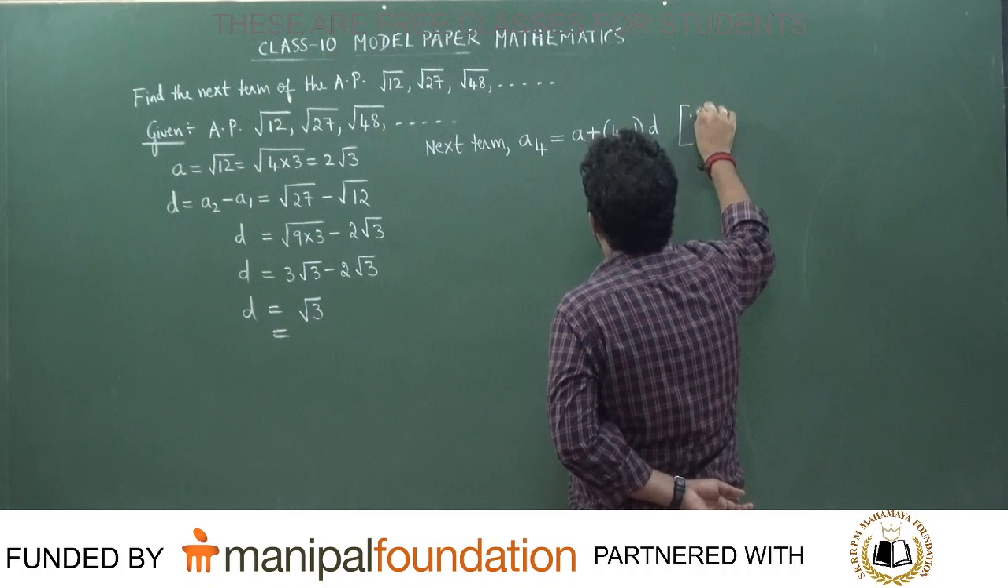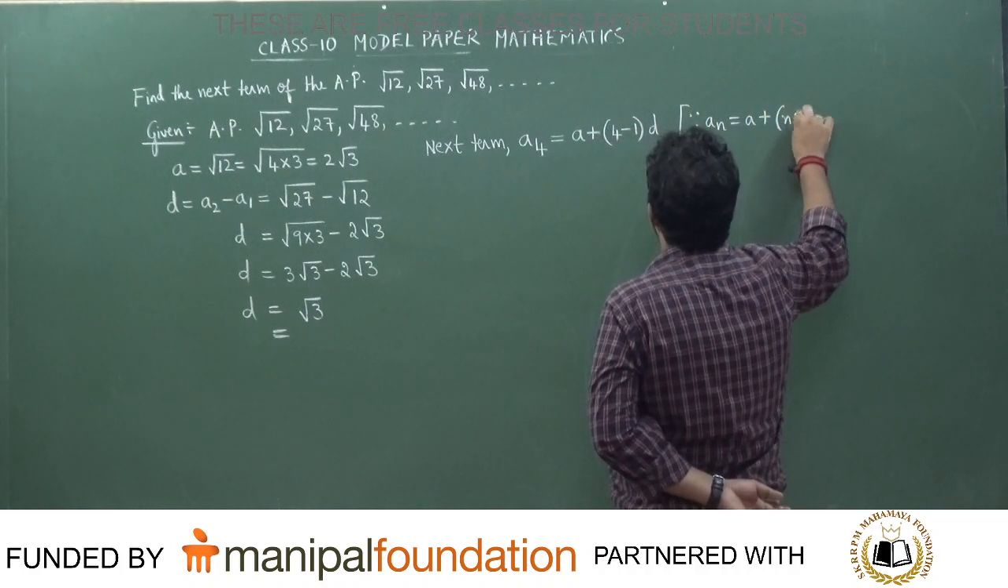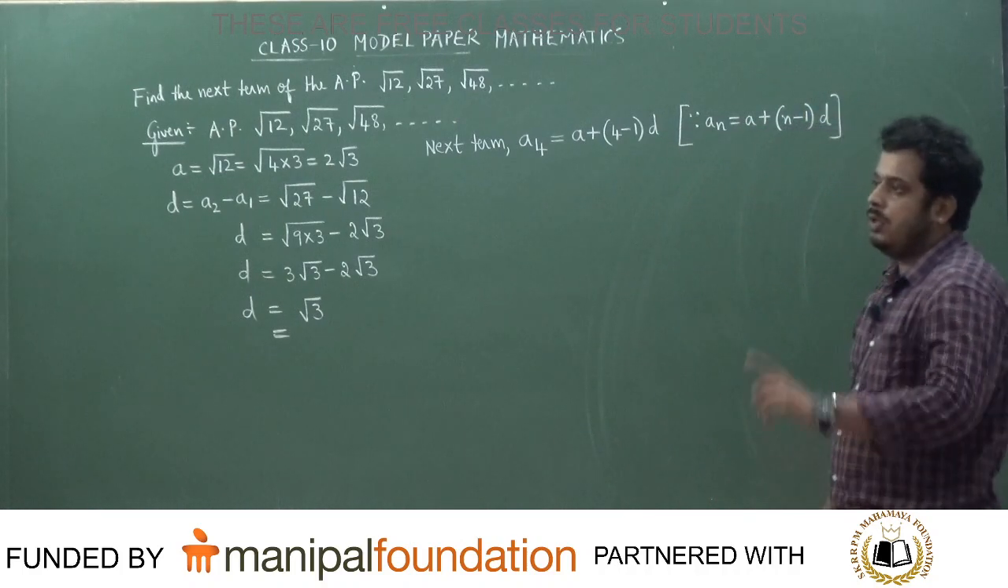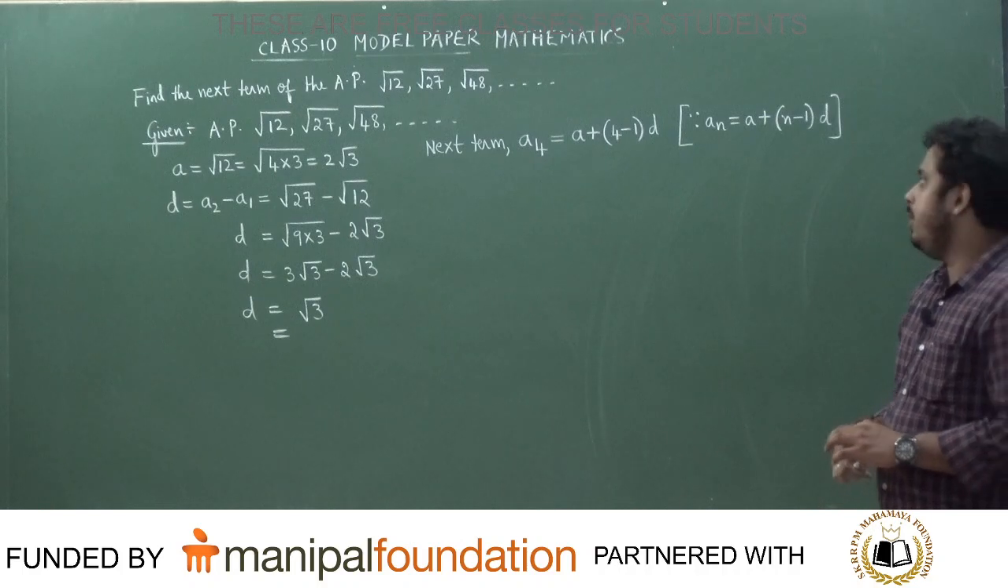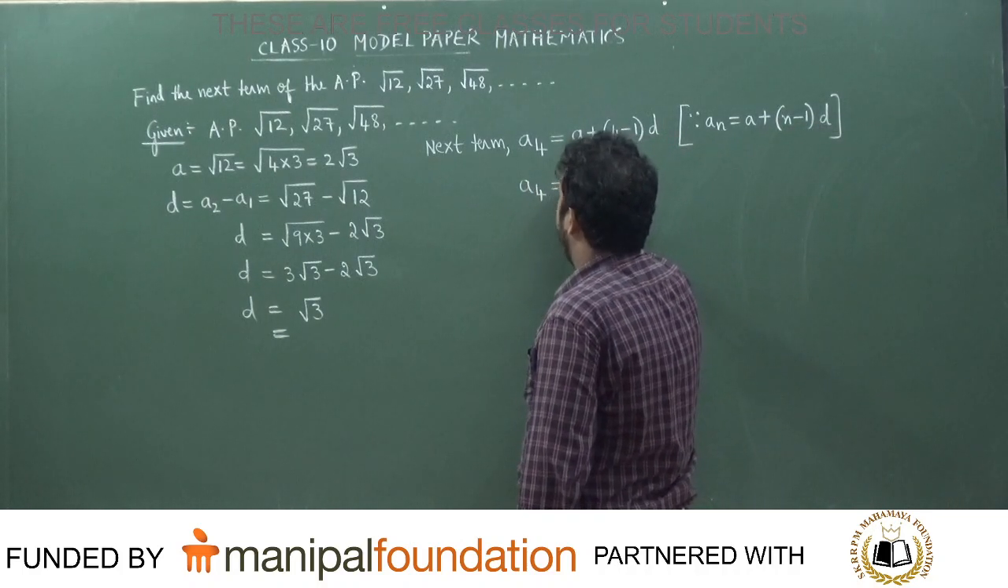Why is it in brackets? Because an is equal to a plus n minus 1 times d. You must remember all the formulas, students. In a problem, you must remember the formula, otherwise you lose marks. So tell me, A4 will be, A is how much?